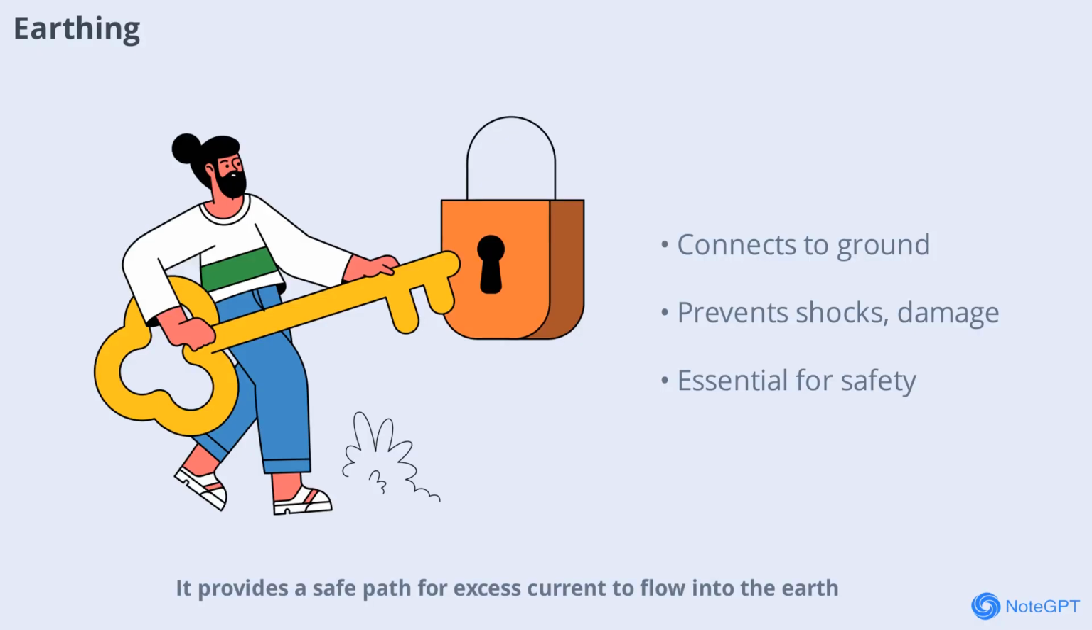It provides a safe path for excess current to flow into the earth, preventing electric shocks and damage. Earthing is a critical safety feature in homes and industries. Proper earthing ensures that in case of a fault, the current is safely diverted, protecting people and equipment.